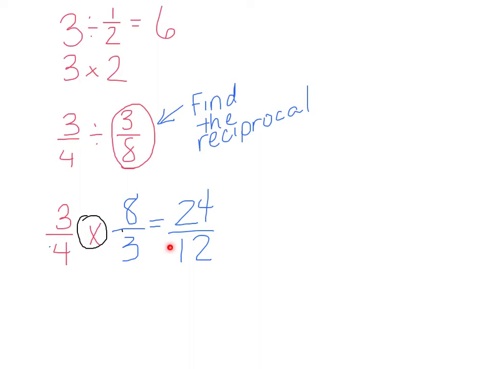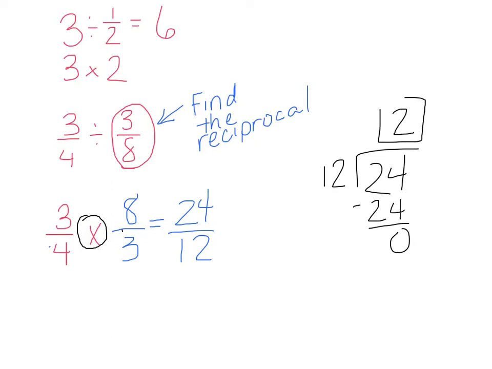So that means we're going to need to divide like we have been doing with our multiplying fractions problems. And we'll need to do 24 divided by 12, and we know the answer is just 2 because 2 times 12 is 24. And we don't have a remainder, so that just means that 2 is our whole number. So the answer to 3/4 divided by 3/8 is 2, because we multiplied by our reciprocal to find that out.